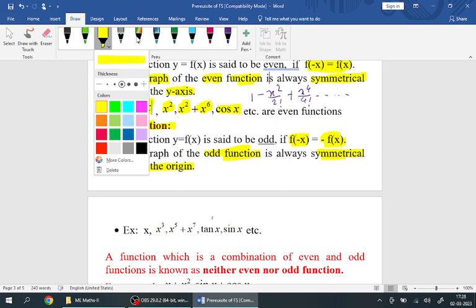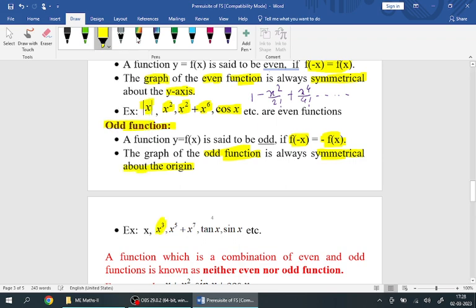But the simplest way to identify odd and even functions is their powers. The odd function has only odd powers of x. You will observe x cube, x raised to 5, x raised to 7, and x is x raised to 1. So 1, 3, 5, 7 are odd powers of x, so it is an odd function. Tan x and sin x are also odd functions because if you see their Maclaurin series, they contain only odd powers of x. So the simplest way to identify even and odd functions is: whenever only even powers of x are there, it is an even function.